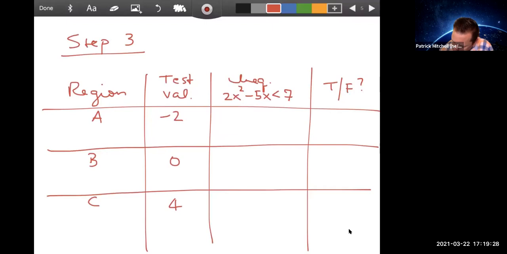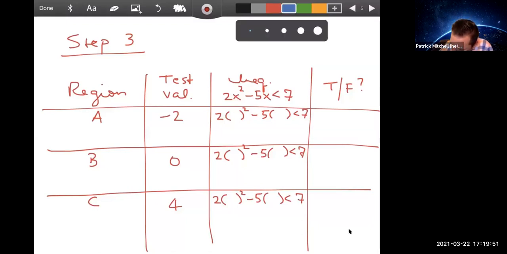So I'm going to make 3 copies of 2 blank squared minus 5 blank is less than 7. All right, so now let's test that out, starting with negative 2.